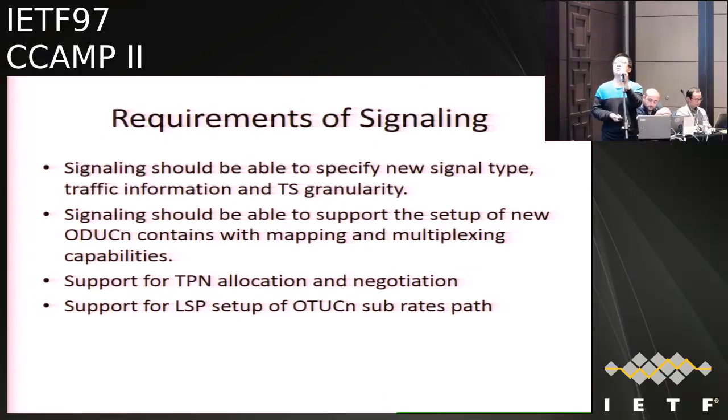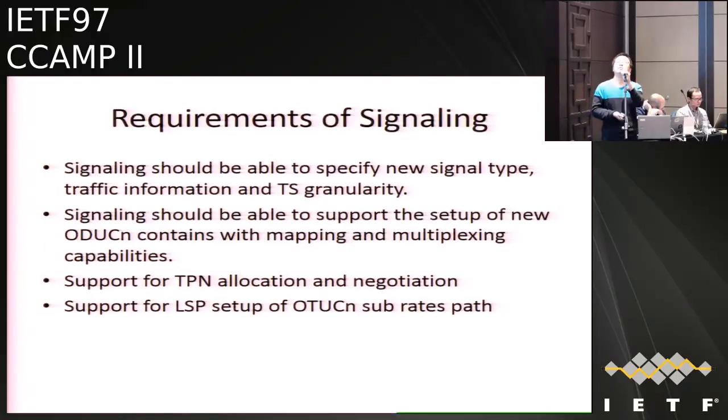Also, about the tributary number, we need to support the TPN allocation and negotiation. And also, a new, maybe not new, OTUCn separate path, which means that when we use the AudioSync or OTUCn, part of the tributary may not be available.